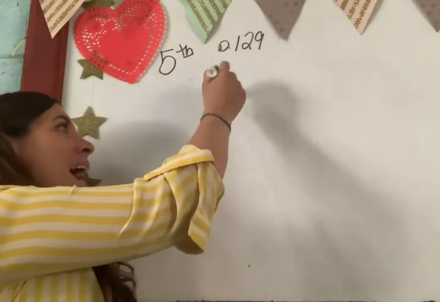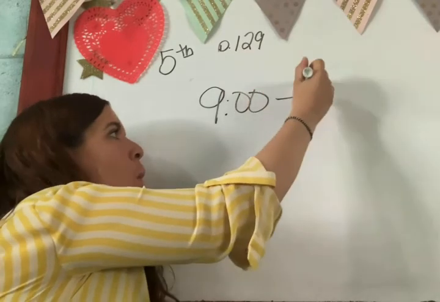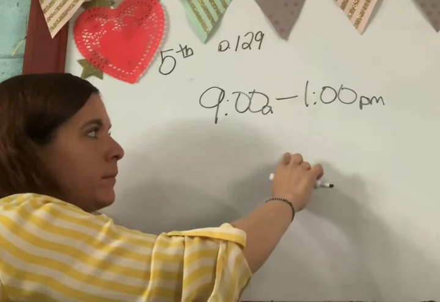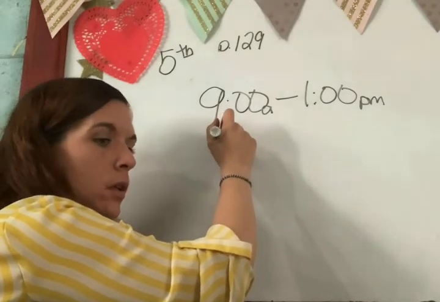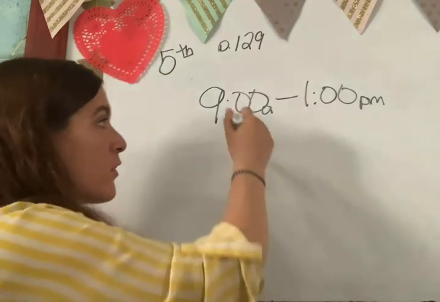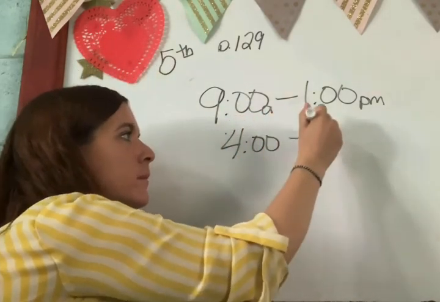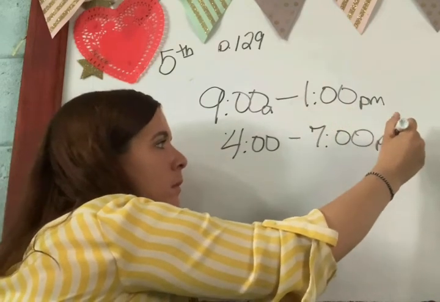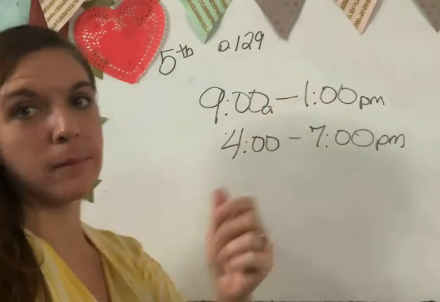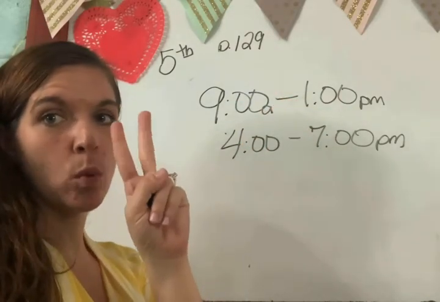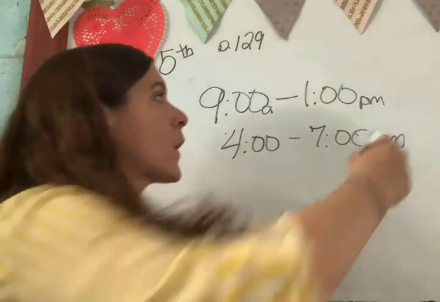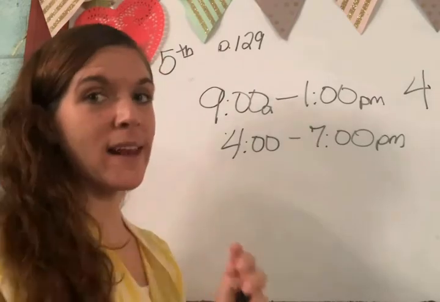Okay, so look. You go from 9 to 1, open. 1 to 4, closed. So that means 4 to 7, open. Now we gotta count our hours. How many hours is it from 9 a.m. to 1 p.m.? Well, let's count it. 9 to 10, 10 to 11, 11 to 12, 12 to 1. That's 4. Okay, be careful, I didn't count 9.